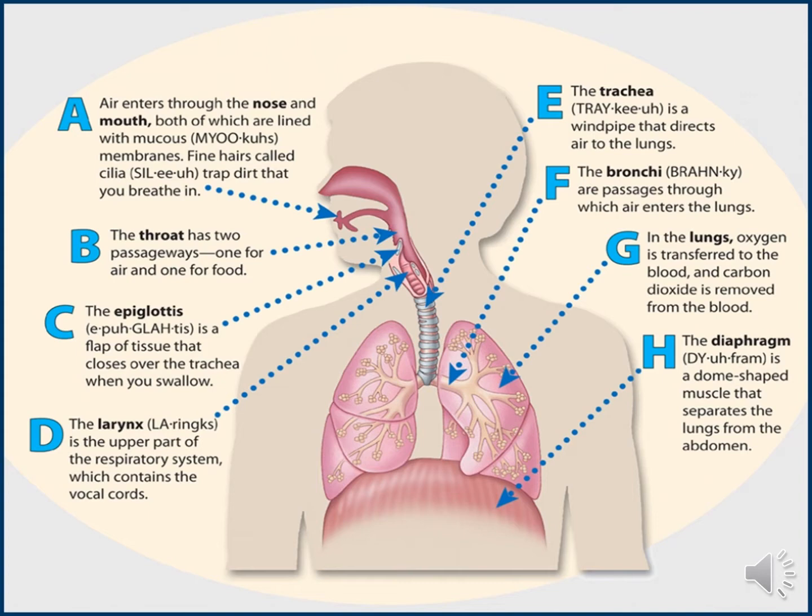Additionally, we have the trachea, which is the windpipe that directs the air into the lungs, and the bronchi that are passages through which the air enters the lungs. In the lungs, oxygen is transferred to the blood and carbon dioxide is removed. The diaphragm is a dome-shaped muscle that helps separate the lungs from the abdomen.